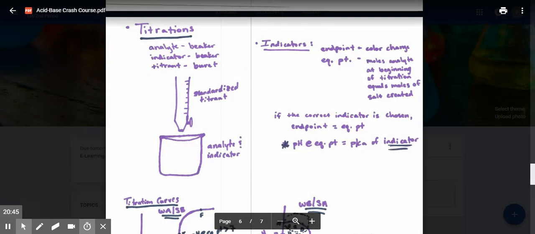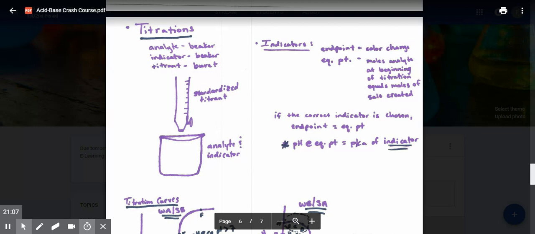The next idea is titrations. Okay, so you have your analyte, which is in your beaker, you have your indicator that goes in your beaker, and you have your titrant that goes in your burette. Make sure that your titrant is standardized. That means that we know its molarity. For indicators, you have the endpoint, which is the color change.